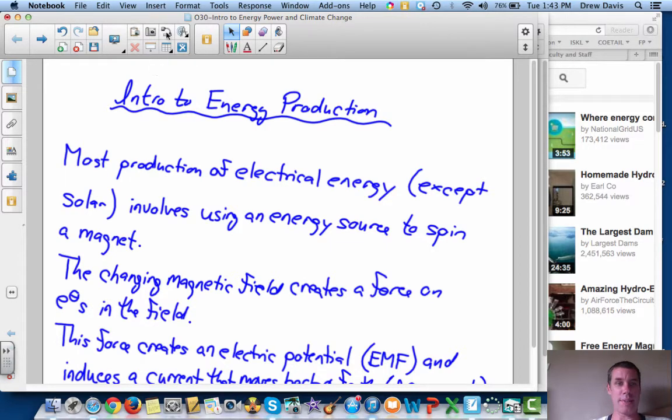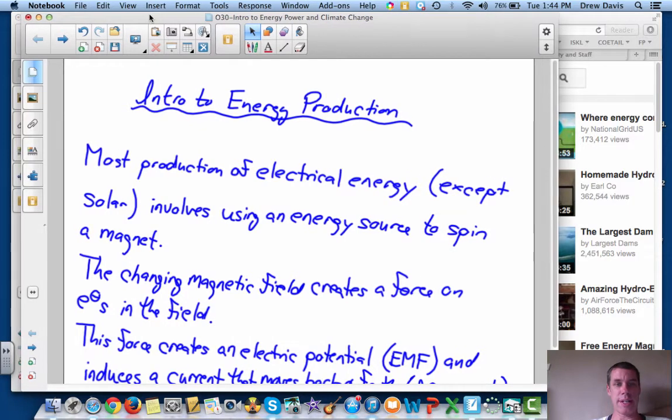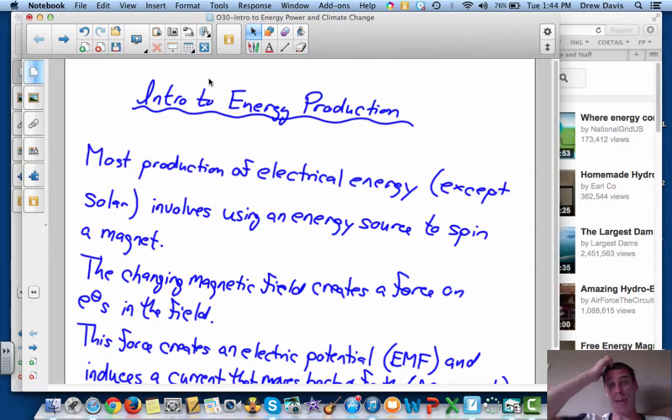All right, so let's take a look at this. This is how energy is produced. So what we have is you had a number of presentations Monday on different sources of energy, from solar to hydro, which is water, fossil fuels, different ways that different fuels are sources of energy.